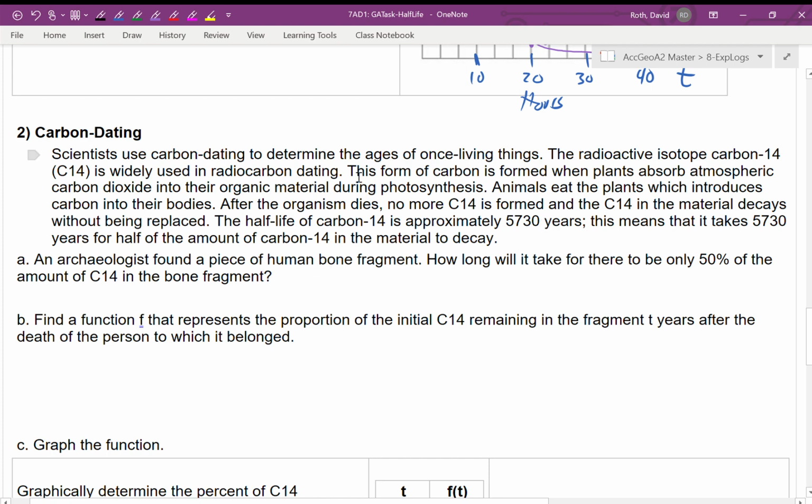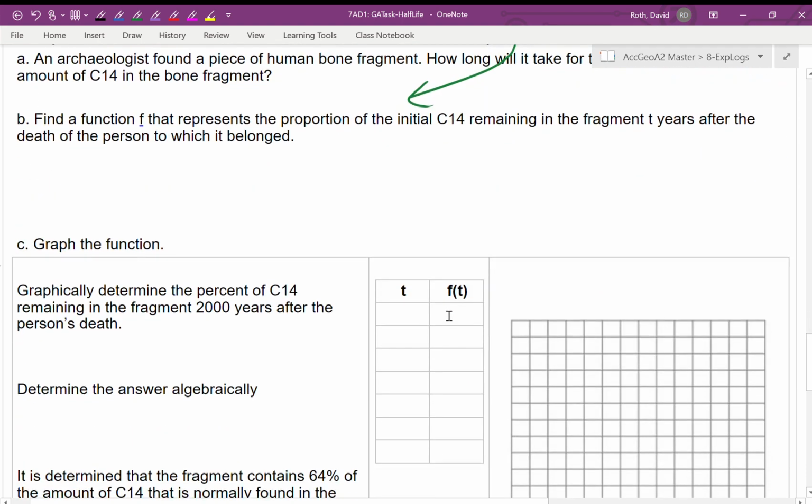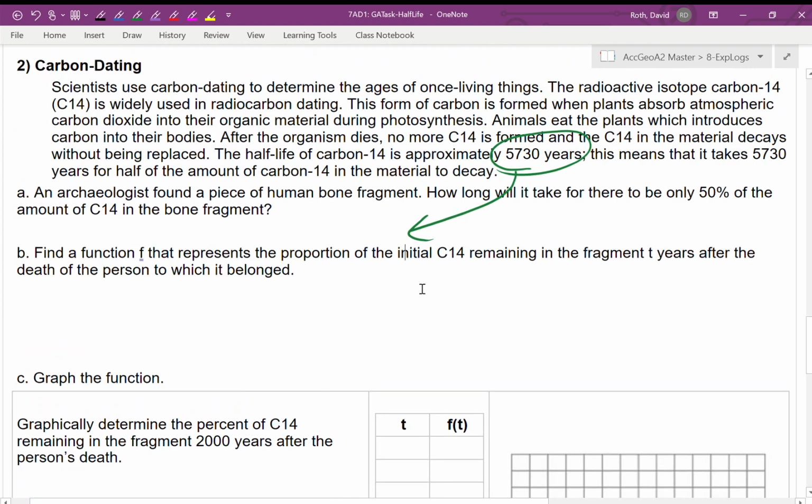Okay, so there'll only be 50% left. Well, half-life means 5,730 years. And hopefully you can see that carbon-14 dating is very common with biological materials, but it only works for a certain number of years. You can't use carbon-14 dating for something that's a million years old. There's other radiocarbon dating for that. Okay, so T years after the death of the person to which it belonged, f of T is equal to 1/2 to the number of half-lives, so it's T over 5730.